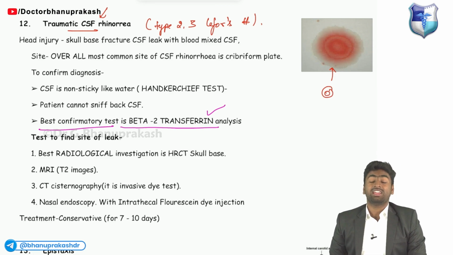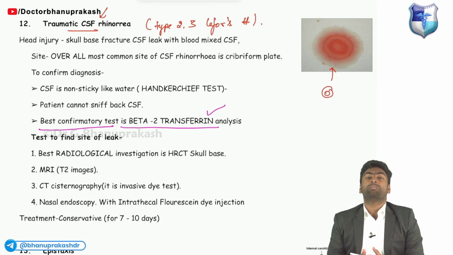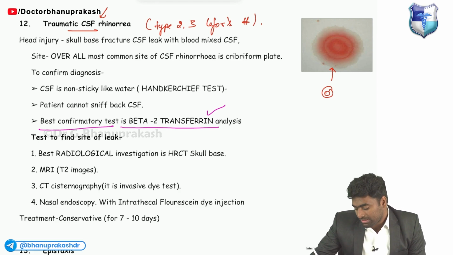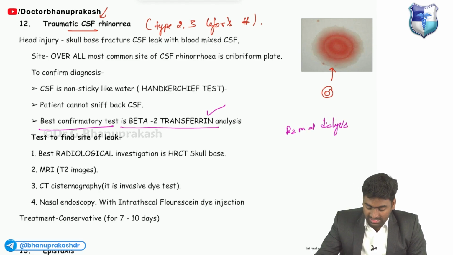And we studied yesterday where you will see beta-2 microglobulin deposition, in which type of amyloidosis or in which condition? Remember, this beta-2 microglobulin will be seen in a case of dialysis.